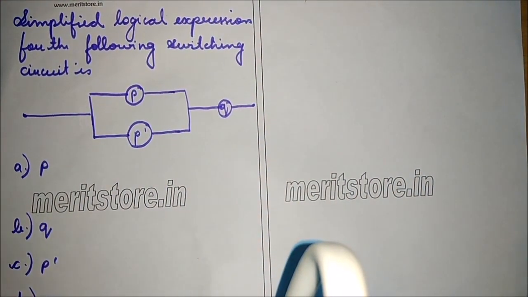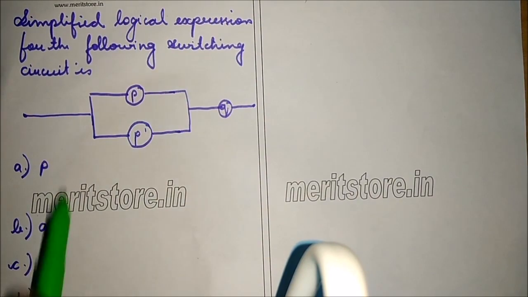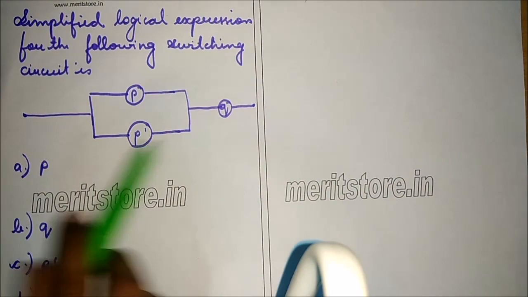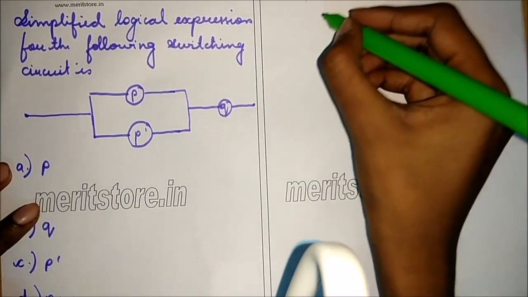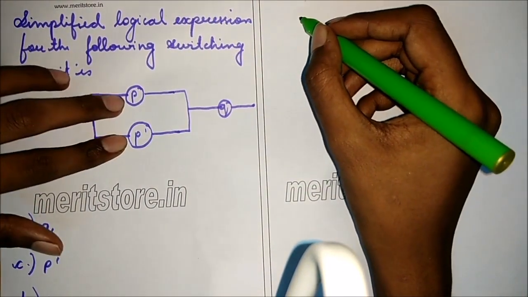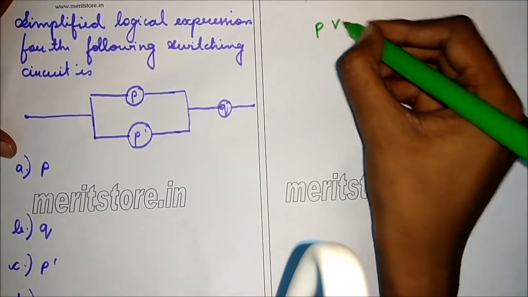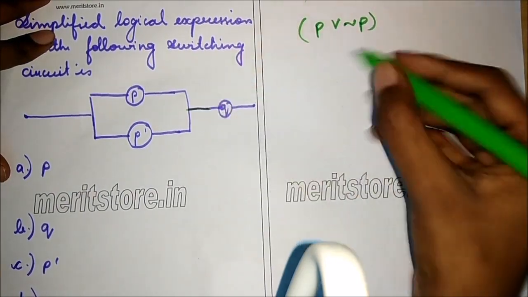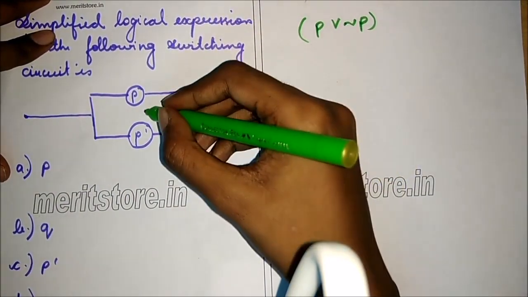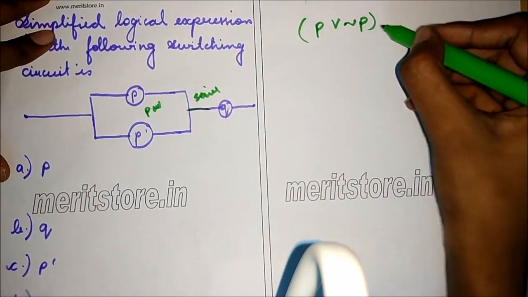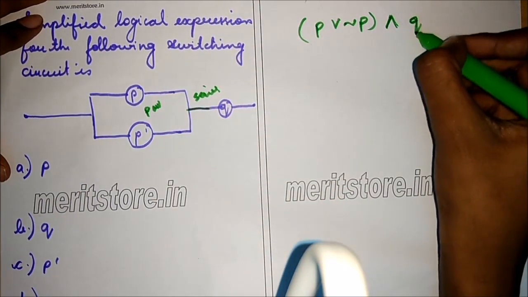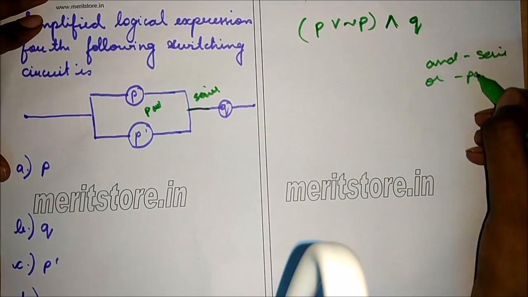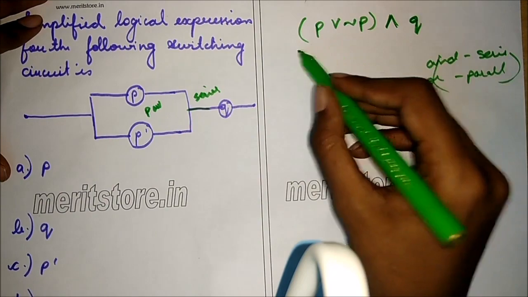What is the simplified logic expression for the following switching circuit? We have to simplify the given circuit. So logically it can be represented as, now this is in parallel, so we can write P or P dash, which is negation P, and this is in series with Q, so AND. So we have to simplify this.